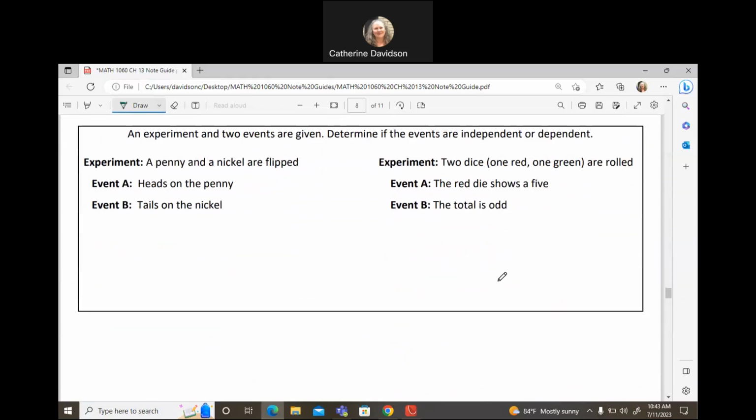All right, experiment 2 events are given to determine if they are independent or dependent. A penny and a nickel are flipped. We have heads on the penny and tails on the nickel. So if they are independent events, one does not affect the other. Dependent means one does affect the other. So if you flipped a heads on the penny, does that affect what you flip on the nickel? No. They're independent.